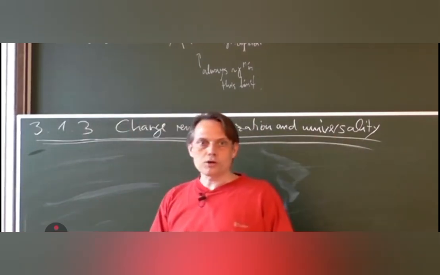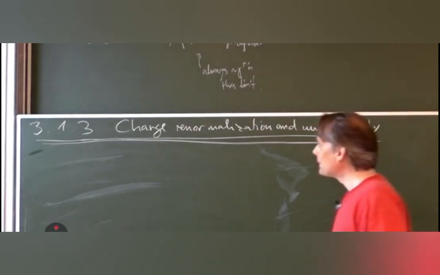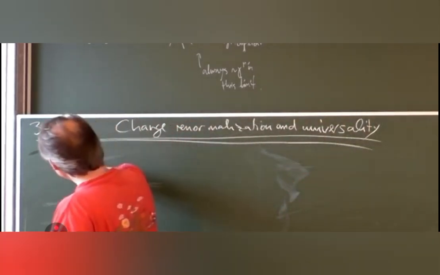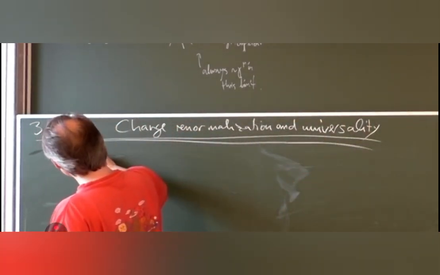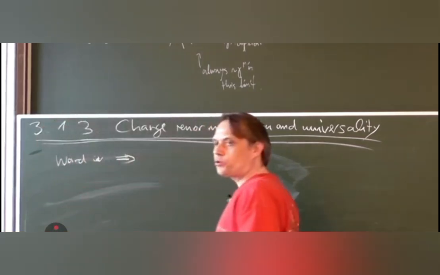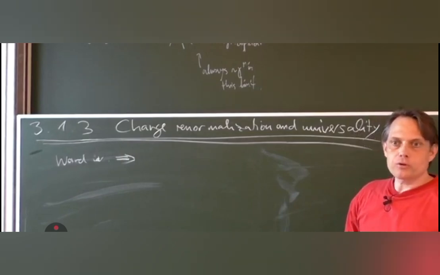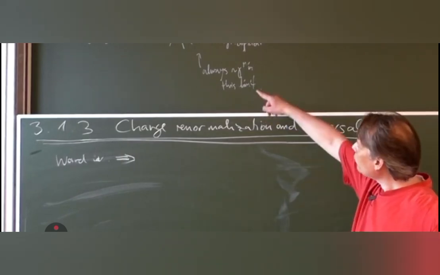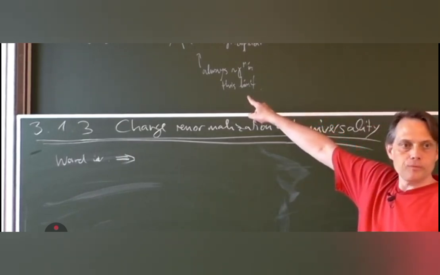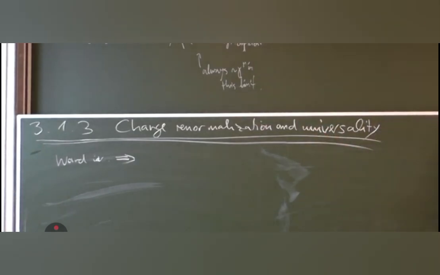Charge renormalization and universality. There is a Ward identity which tells us two things. It tells us a technical simplification on those equations at the top and an extremely important physical insight about QED and the photon.